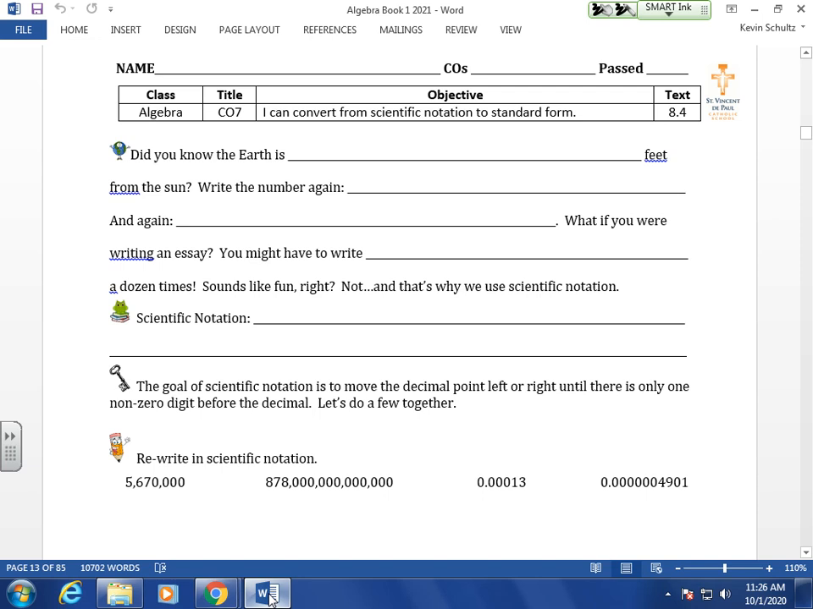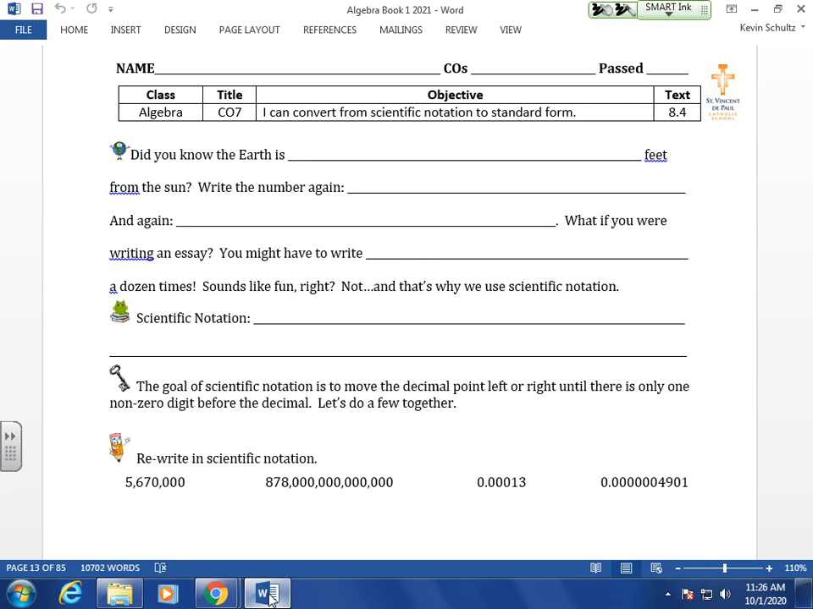Hello and good day. In algebra, we're covering CO7, going from scientific notation to standard form. It sounds like we're still in the review realm here, which is a good thing. But scientific notation, its purpose is to aid in writing very, very large numbers or very, very small numbers.